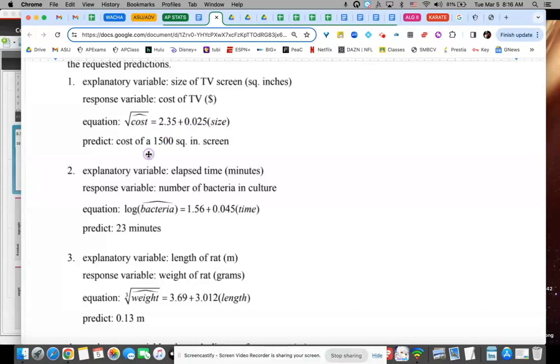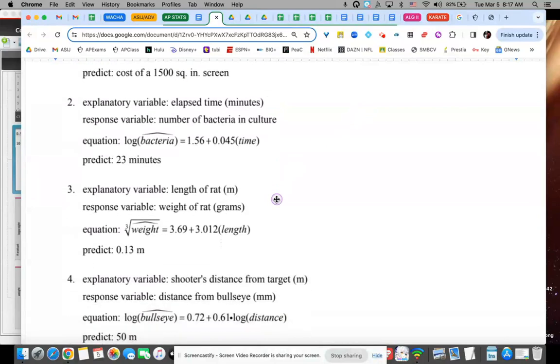For this first one, they say predict the cost of a 1500 square inch screen. So this is what I'm putting in for size, and you just put that in. When I get that all done, this is a square root. How do you undo a square root? Well, you square both sides. We should know this from algebra 2. So you just square both sides after you get your number. What about these? This is the log again, so we've already done one of those. I'm going to roll the log and do 10 raised to this power. And that would give me my answer after I put 23 in for time.